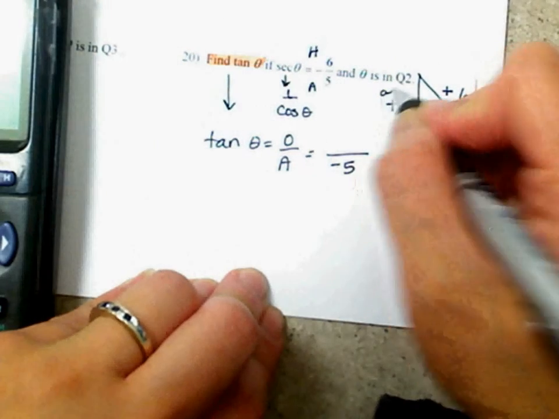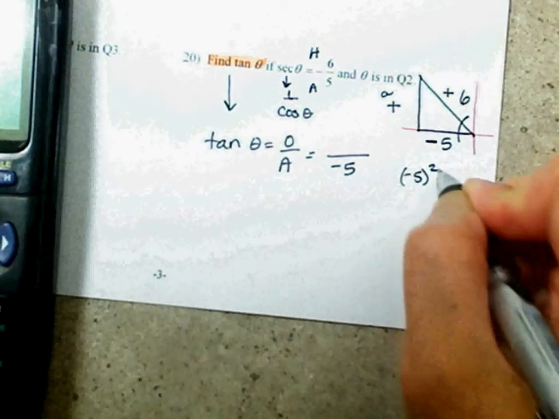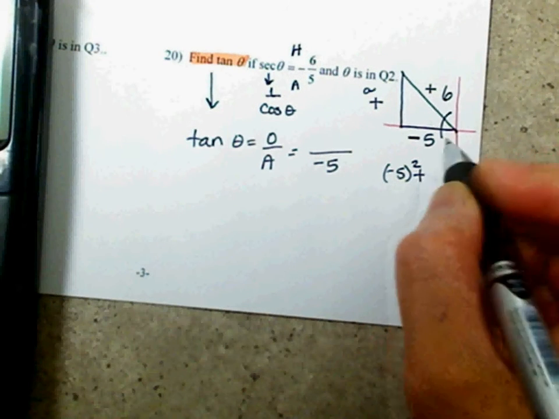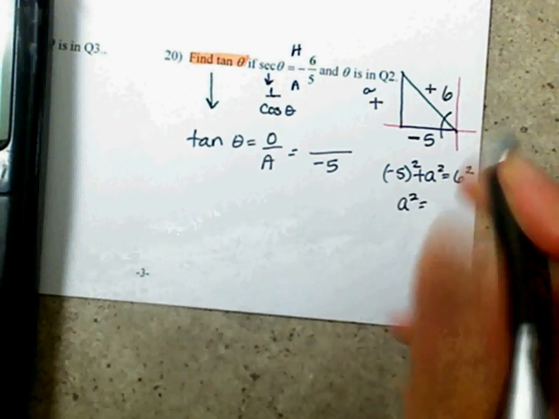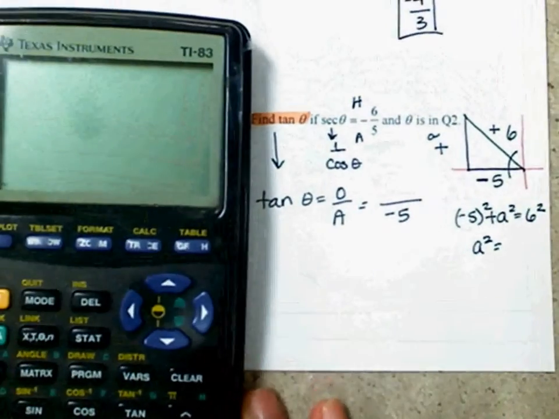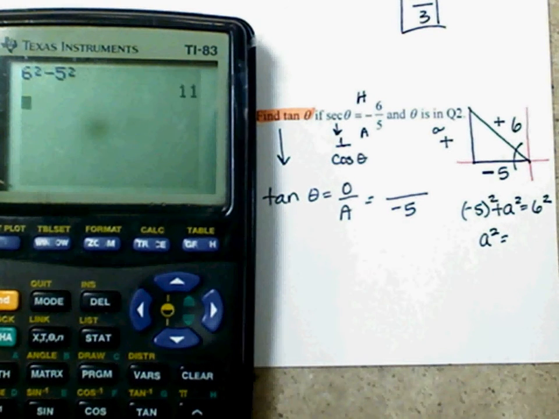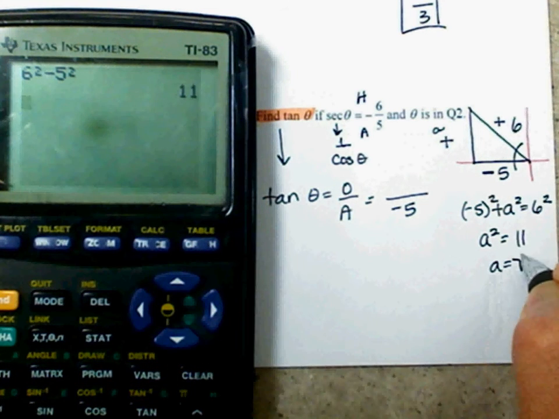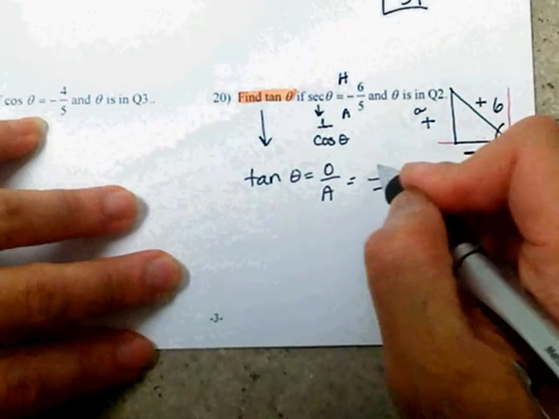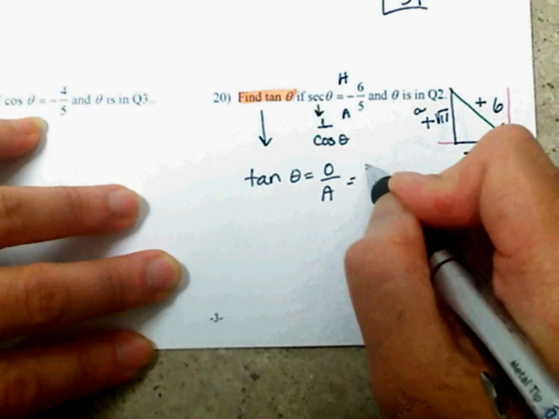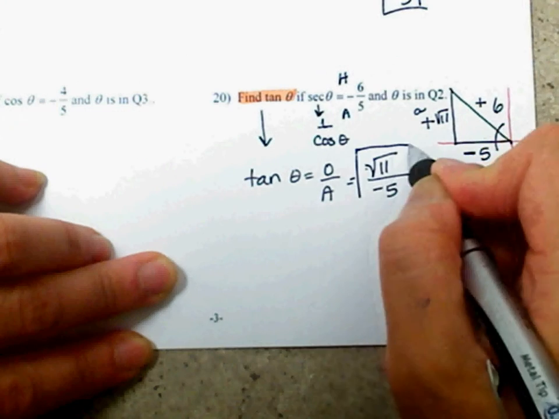All right. Negative 5 squared. Notice I put parentheses around my negative. Plus A squared is equal to 6 squared. Okay? So A squared is equal to, I'm going to do it all in one step on my calculator, 6 squared minus 5 squared, which gives you 11. So A is equal to square root of 11. Okay? I know I can't simplify that. That's a prime number. So opposite is square root of 11. Fill that in. Can't simplify your ratios anymore. Radicals on top and not in the denominator. It's in the numerator. You are finished.